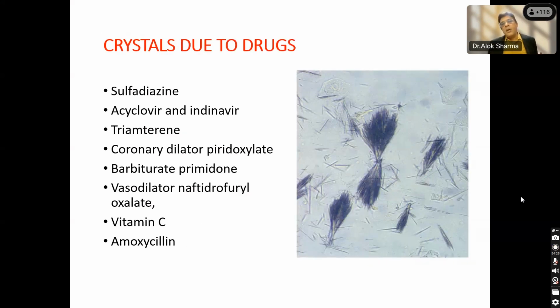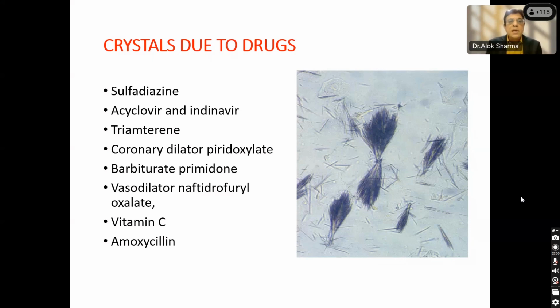Now, having said everything that we talked about, you should at the same time be able to identify crystals which are due to certain drugs. Certain drugs which are given to patients are crystalline in nature, and when they appear in urine, they can cause a lot of confusion with other things. Based on the morphological appearance in your lab, you can identify which drug is the culprit in causing the pathological symptoms.